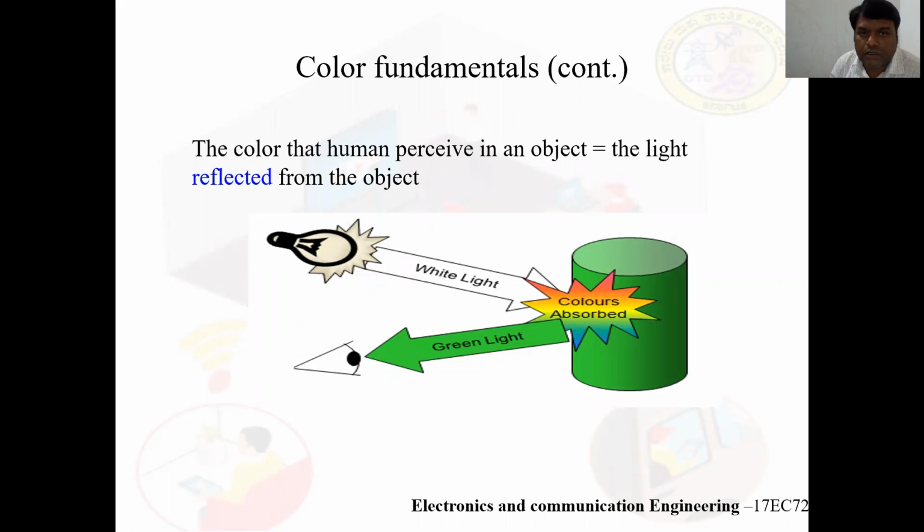Color fundamentals continued. The color that humans perceive in an object is the light reflected from the object. You can see here the source of white light, and the light reflected is green light, which is perceived by the eye. It is perceived from the object as green light.